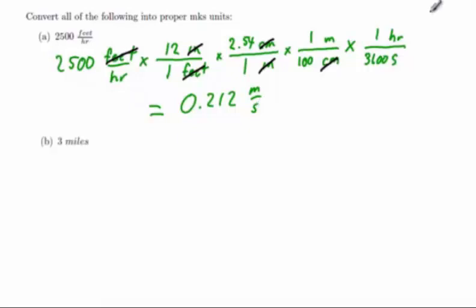Part B of this problem asks us to convert 3 miles into an appropriate distance in MKS units, and that would be in meters. Even though you might think that kilometers is an appropriate conversion, we wish to make things in MKS units, which means that we'll use meters. So in order to do this, we're going to need to remember how to convert miles eventually into inches. And the first step is to get it into feet, feet to inches, inches to centimeter, and centimeter to meter.